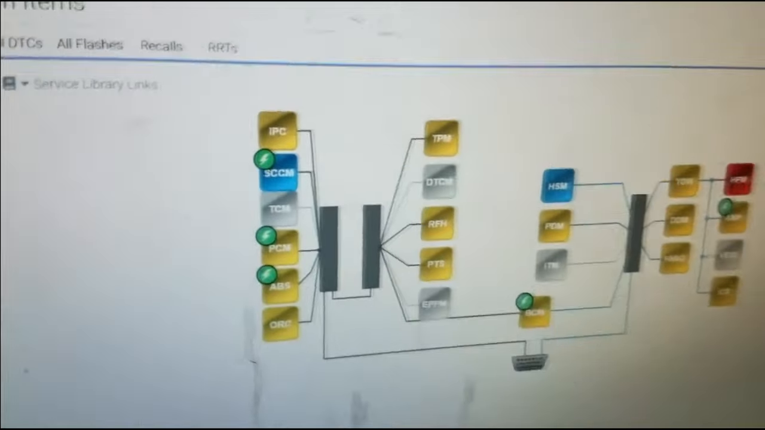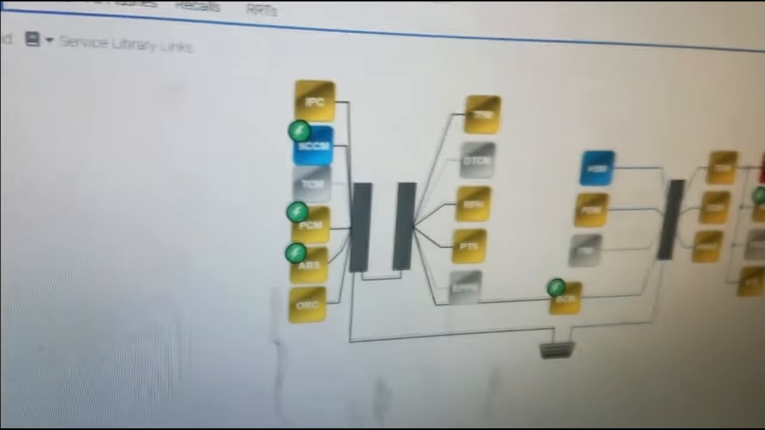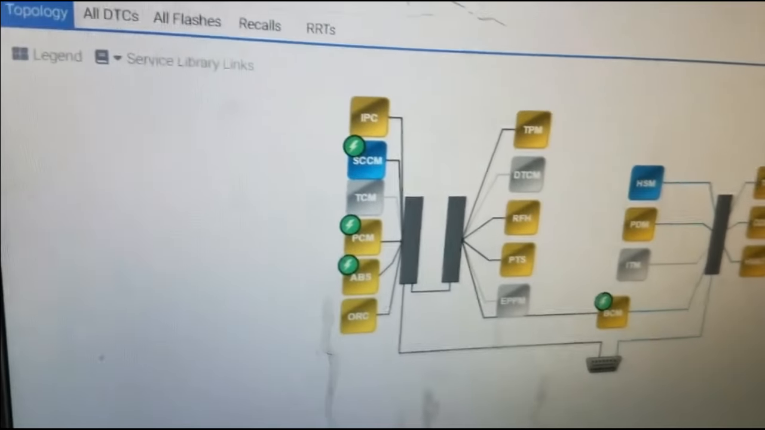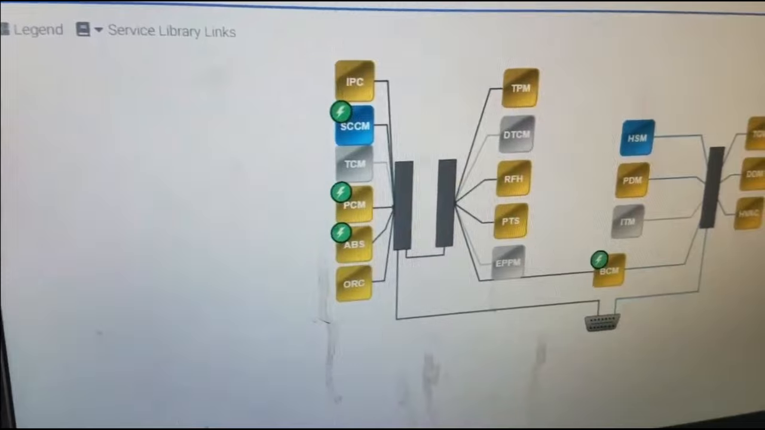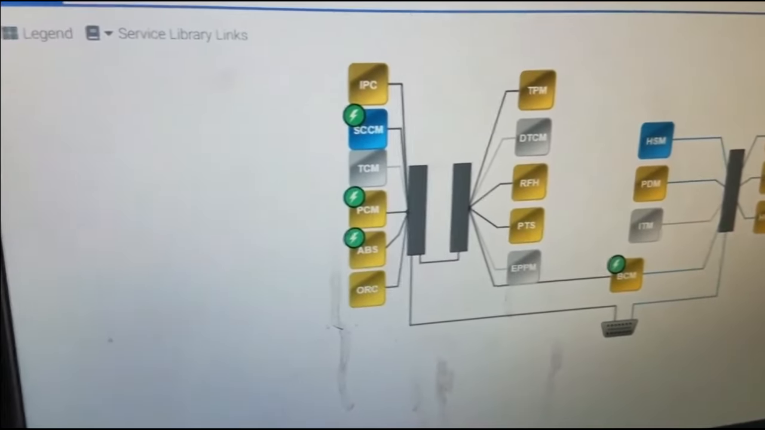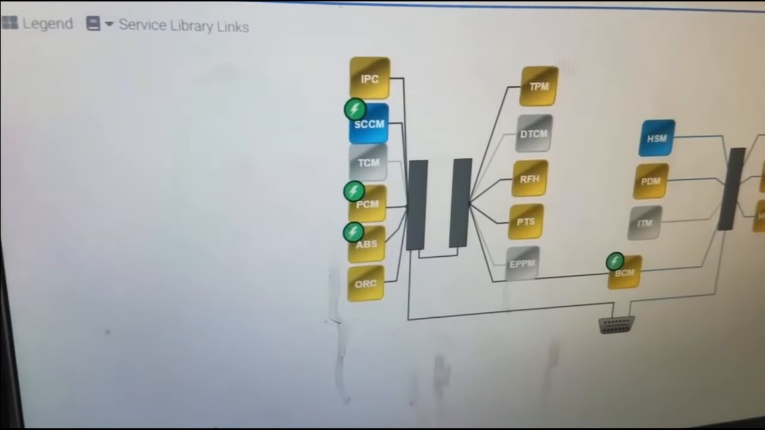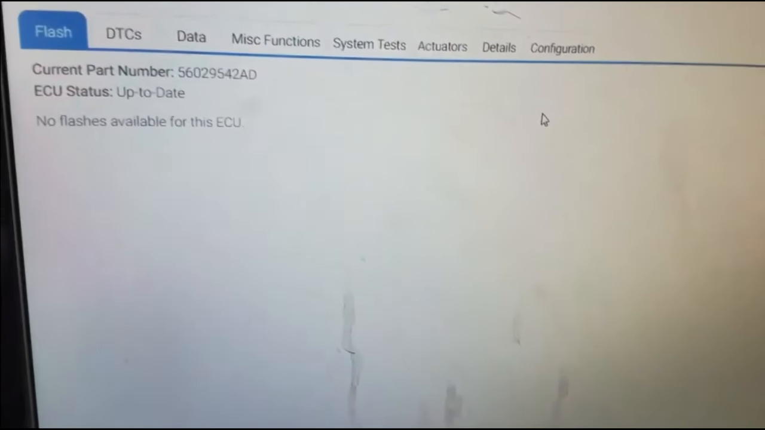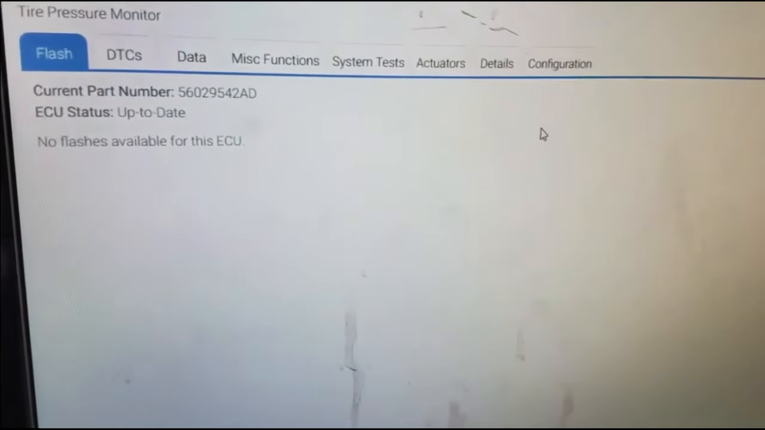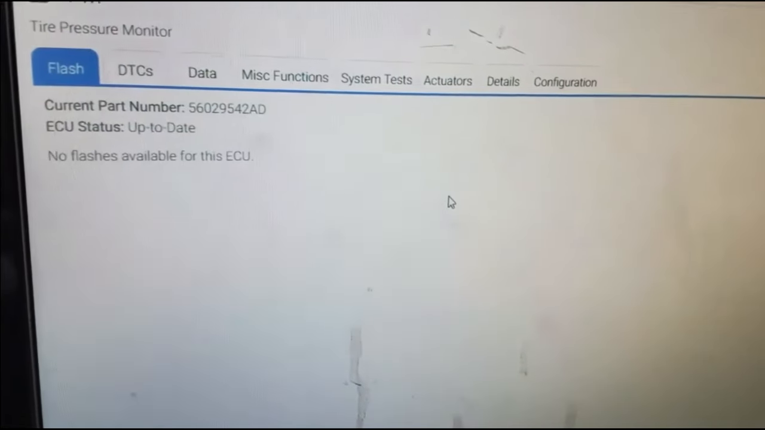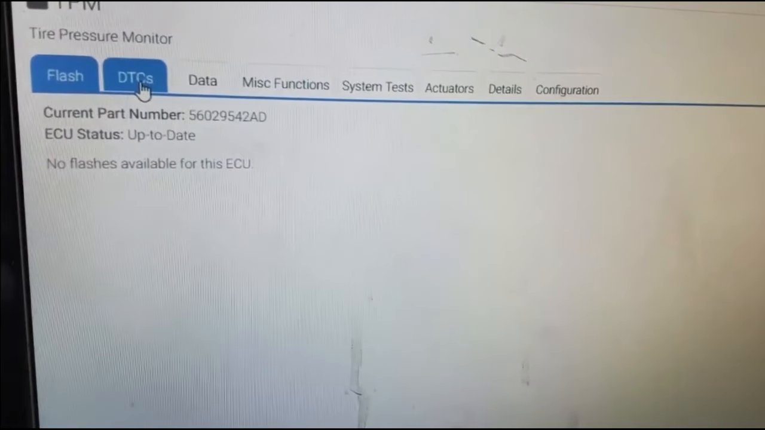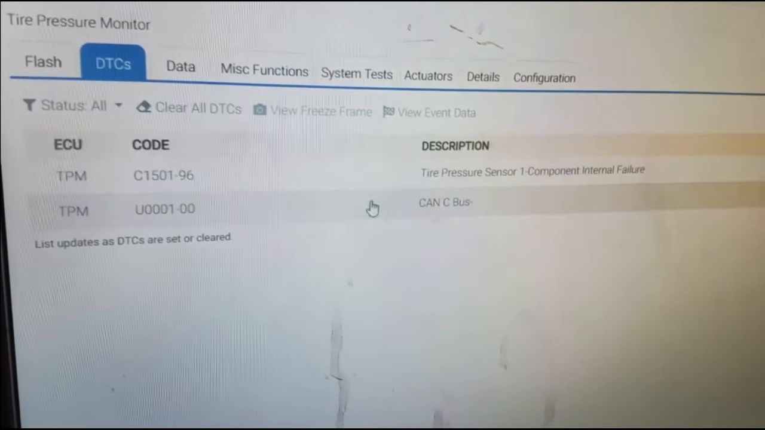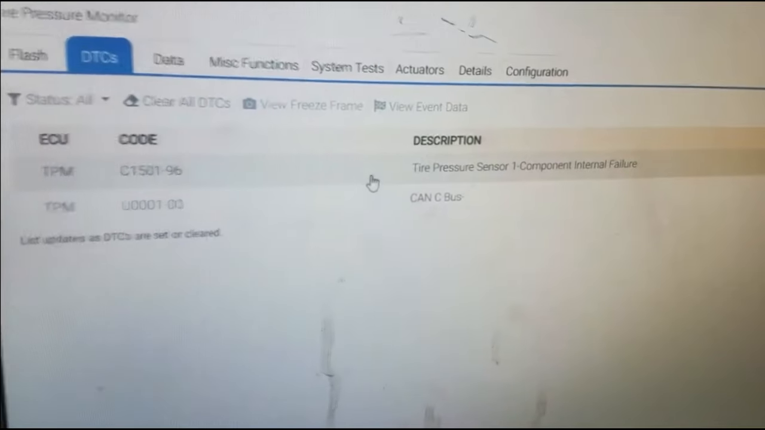All right, guys, I'm here at the computer. Whoa, a lot of yellow over here. Okay, let's see what's going on. What we want to look at is TPM. What is that? It stands for tire pressure monitor, the tire pressure monitor module. Let's see what fault code we have in DTC. Okay, we have a yes.